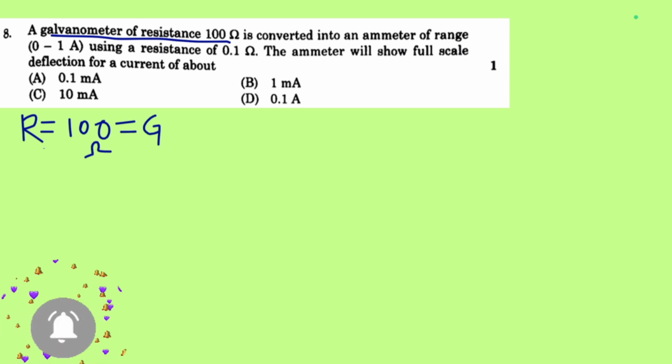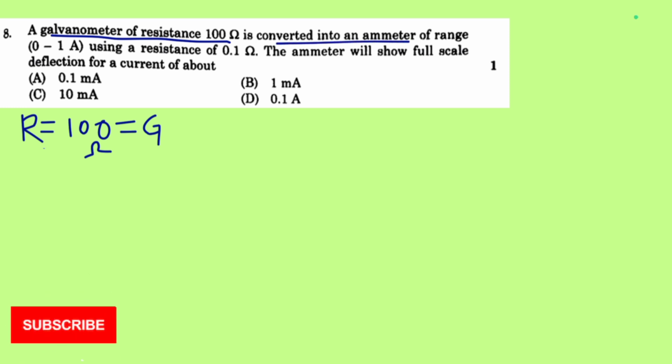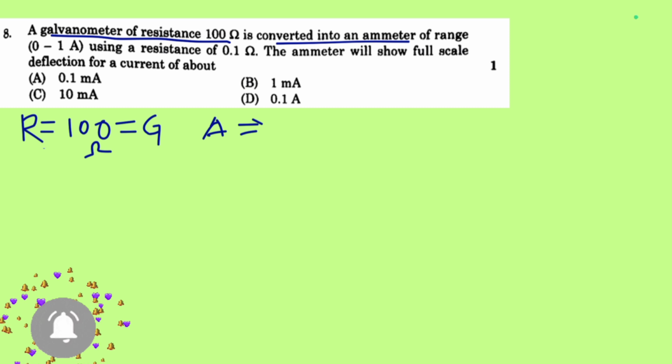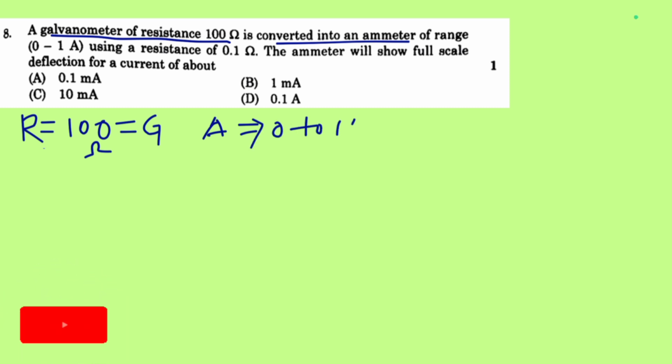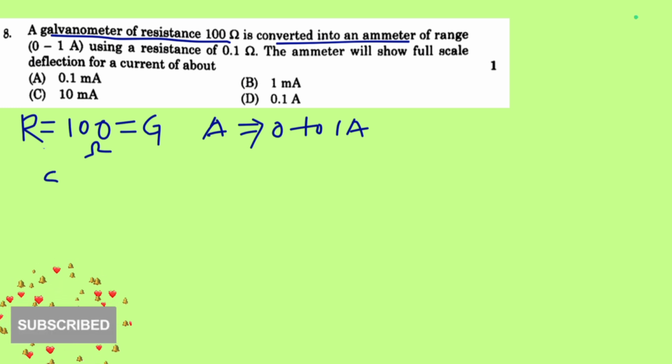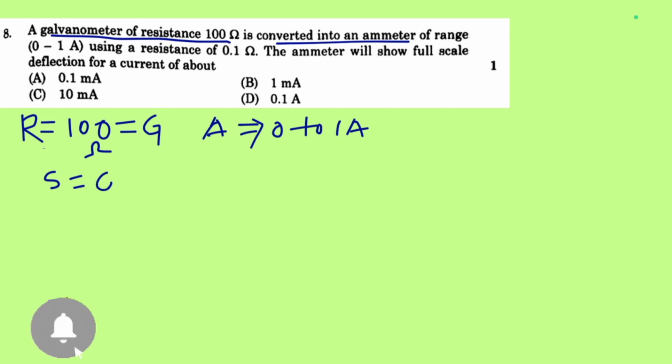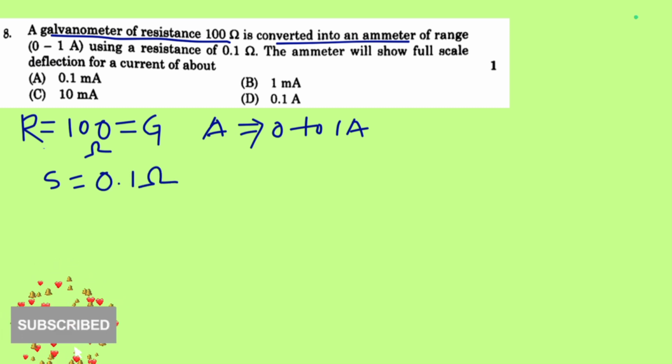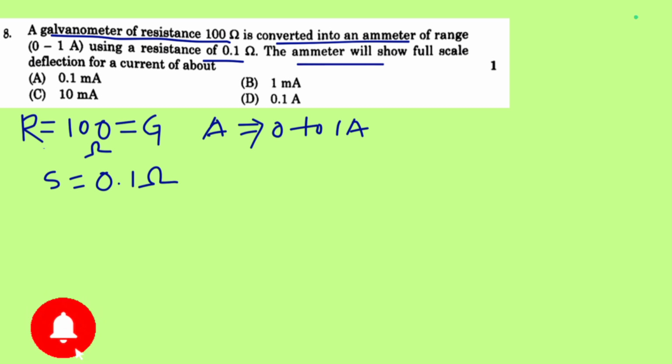Okay, the galvanometer is now converted into an ammeter with a current range of 0 to 1 ampere. Whenever we use a galvanometer as an ammeter, we always connect a small shunt resistance in parallel to the galvanometer resistance. So it will be 0.1 ohm, that is given in the question itself. The ammeter will show full scale deflection.